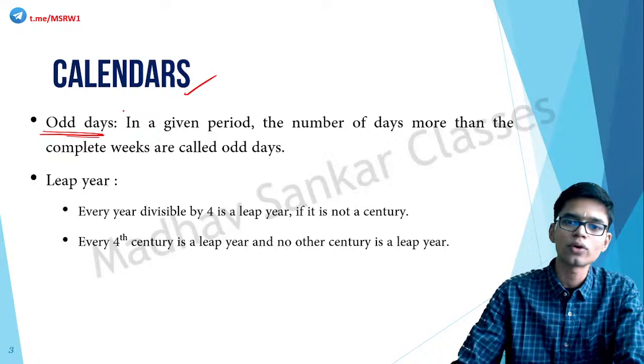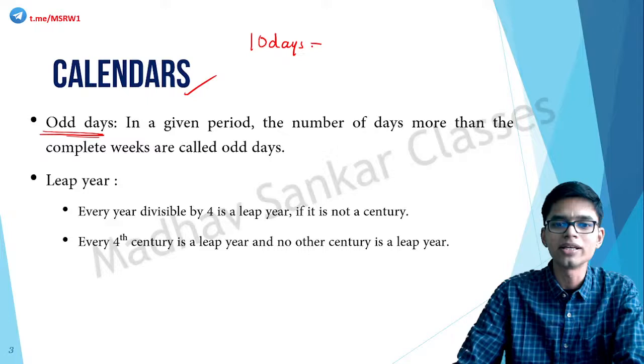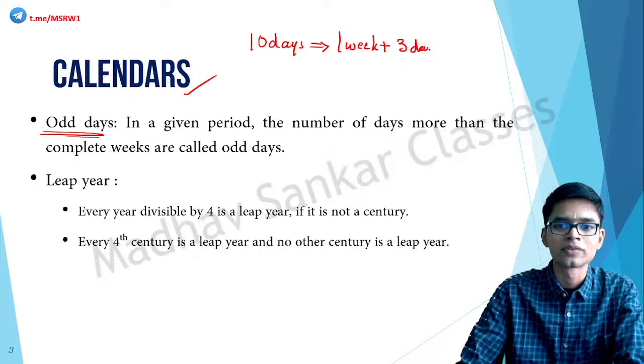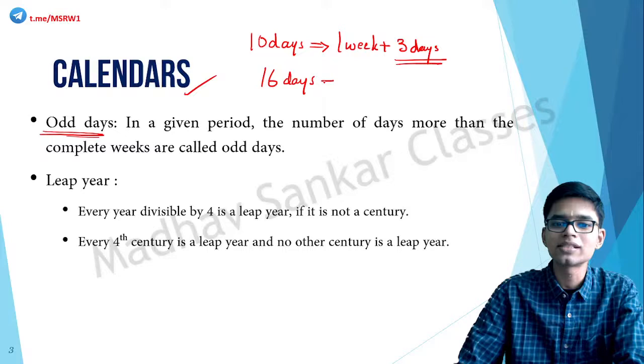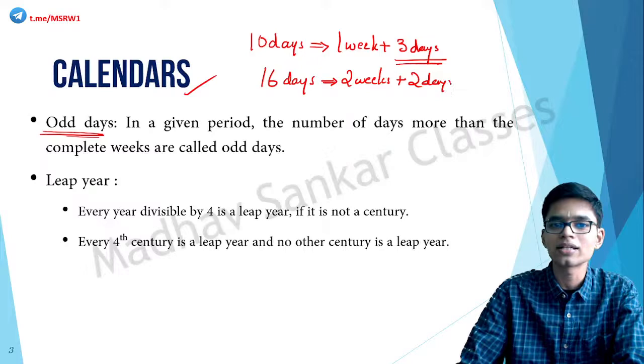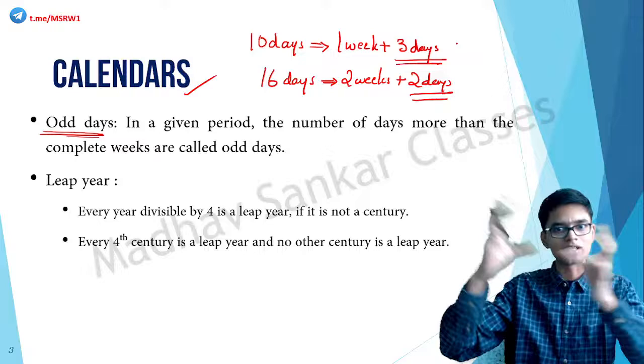So for example, I am saying 10 days. 10 days means what? One full week, that is 7 days, plus 3 days. So the number of odd days in 10 days is actually 3. Say if I say 16 days. 16 days means what? 2 weeks and 2 days. So the number of odd days here is 2. So take out the maximum number of whole weeks possible, and whatever is the remaining number of days, that is the number of odd days.